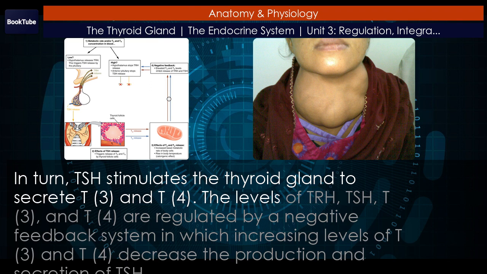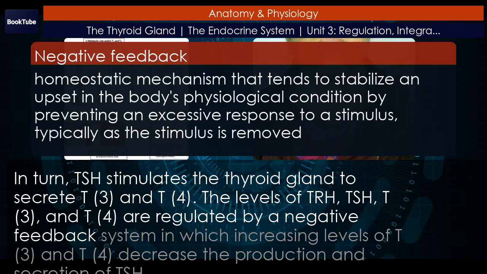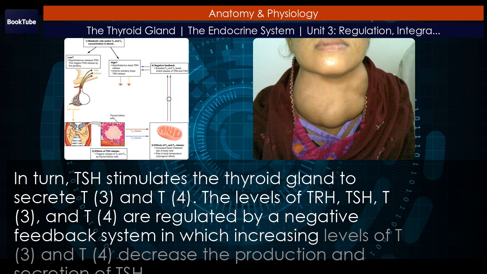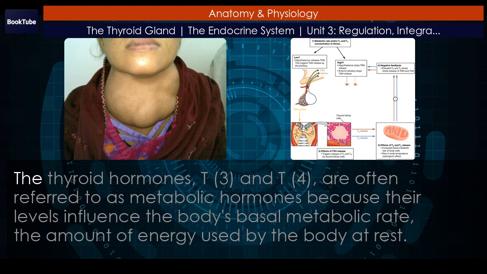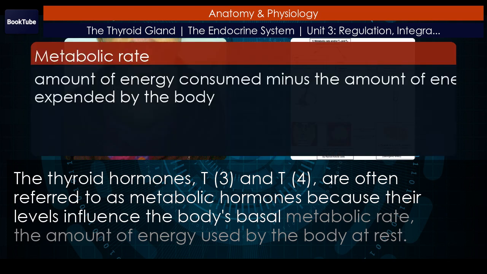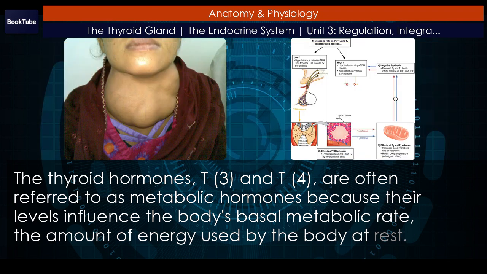The levels of TRH, TSH, T3, and T4 are regulated by a negative feedback system in which increasing levels of T3 and T4 decrease the production and secretion of TSH. Functions of thyroid hormones. The thyroid hormones T3 and T4 are often referred to as metabolic hormones because their levels influence the body's basal metabolic rate, the amount of energy used by the body at rest.